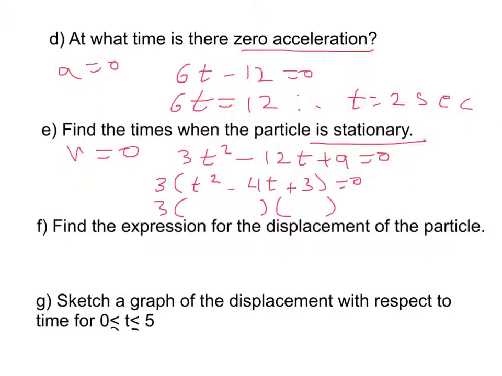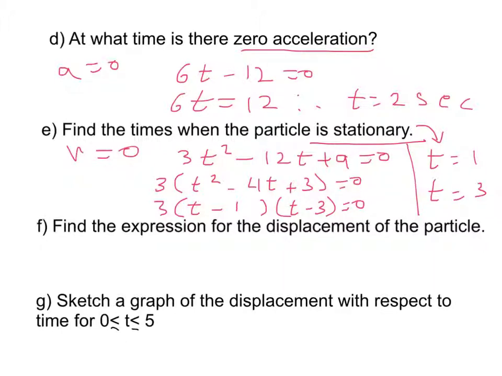Now factorizing the part t squared minus 4t plus 3, it gives you t minus 1 and t minus 3, which is equal to 0. Therefore, the particle is stationary when t equals 1 and t equals 3. So the particle is stationary at 1 second and 3 seconds.